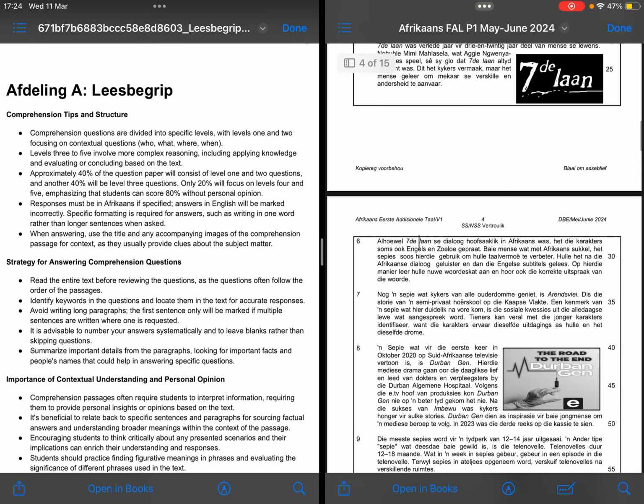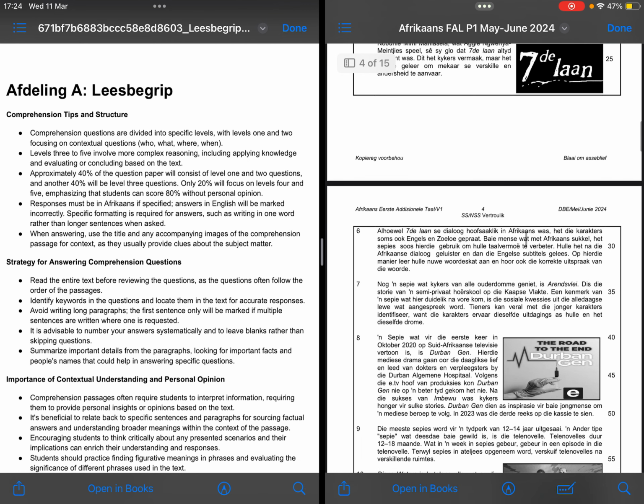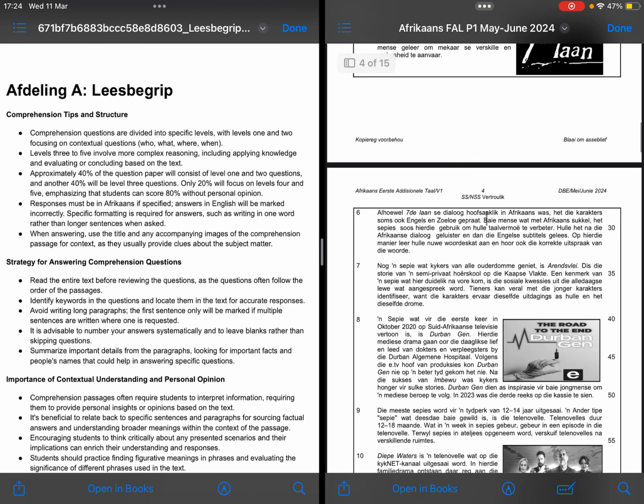We find one of our keywords, sewende land, perfect. Another one of our keywords, Afrikaans, perfect. Then we see, okay, something, and here's Afrikaans again. Baie mense, one of our keywords, wat met Afrikaans sukkel, het sepies soos hierdie gebruik om hulle taal vermoë te verbeter. Verbeter is another keyword. Okay, so we keep that in mind.